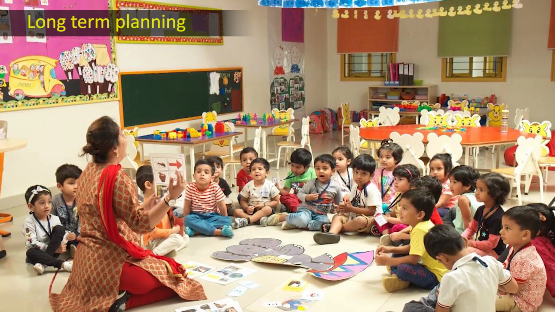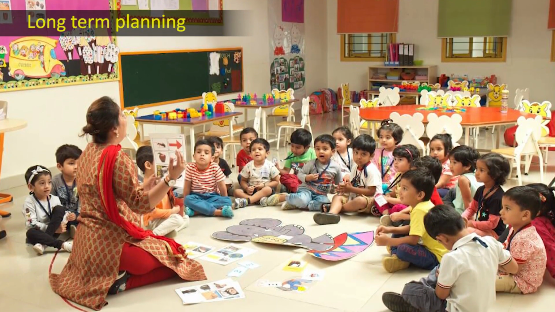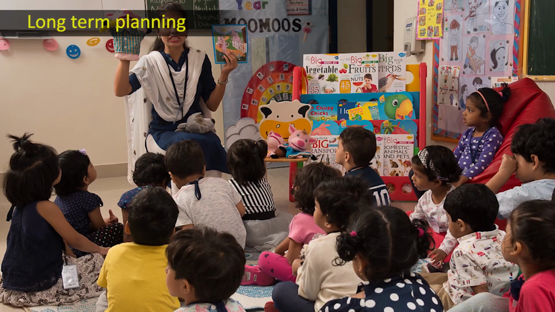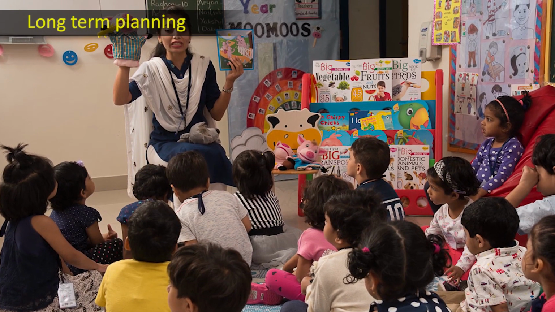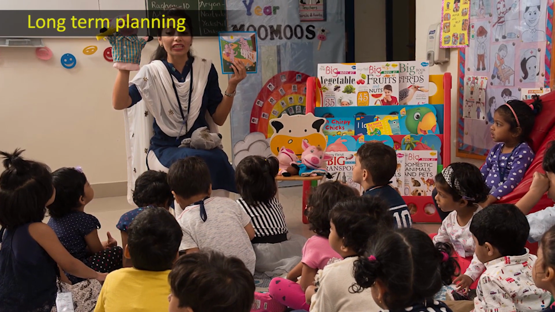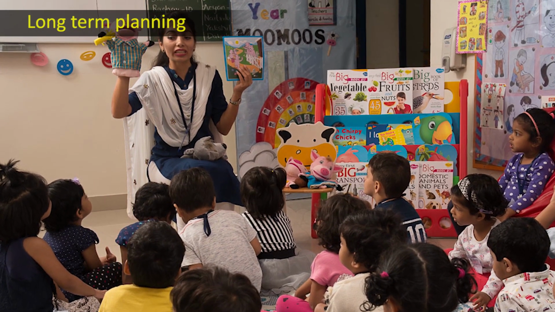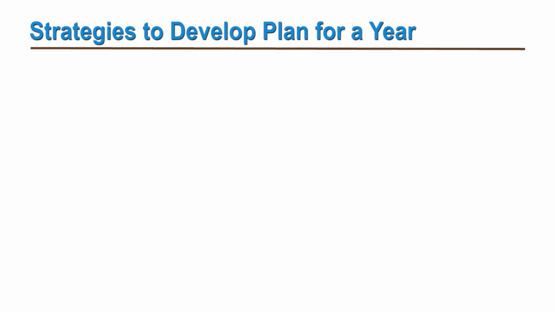The long-term plan summarizes the general content of the areas that need to be covered for the entire year. It serves as a basic guide for the year to include the types of activities that are to be planned to meet the goals of early childhood education centers. An early childhood educator can apply different strategies to develop a plan for the year.